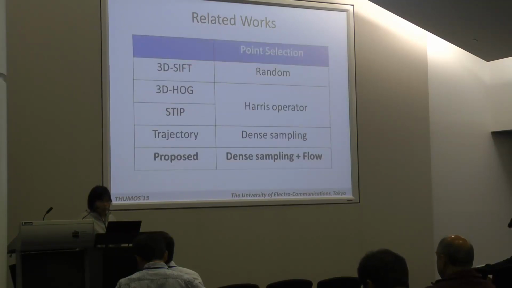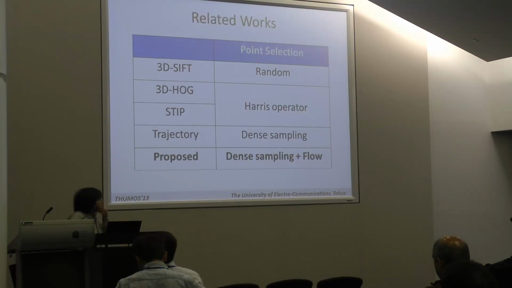First, about the point selection. 3D SIFT randomly selects points. 3D HOG and STIP use the space-time Harris operator to select those points. And dense trajectory uses dense sampling to sample the points. On the other hand, our proposed method first uses dense sampling to sample points, and then we select interest points based on the flow vectors of the key points.